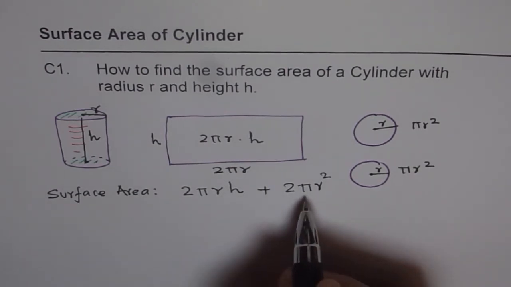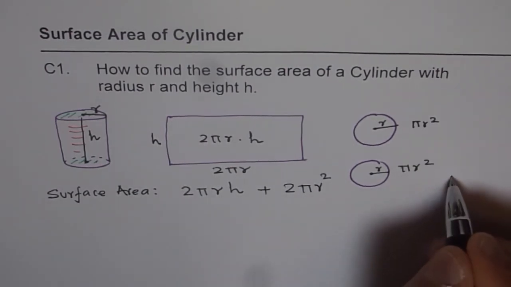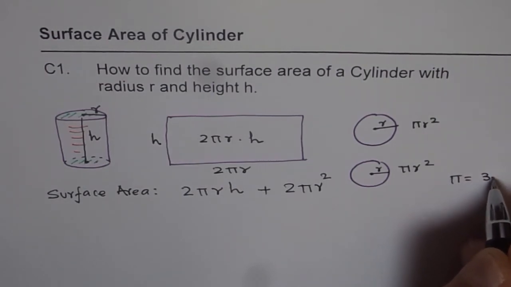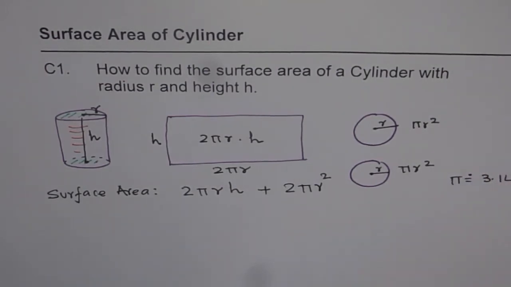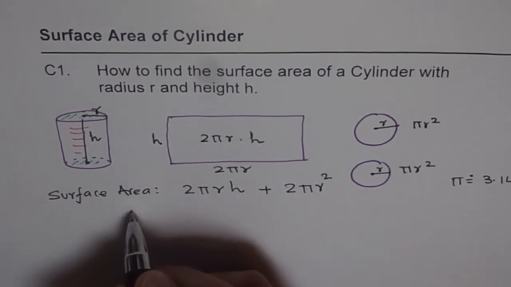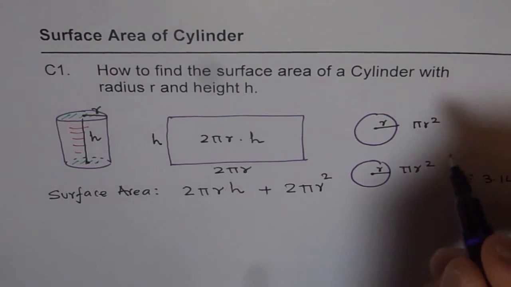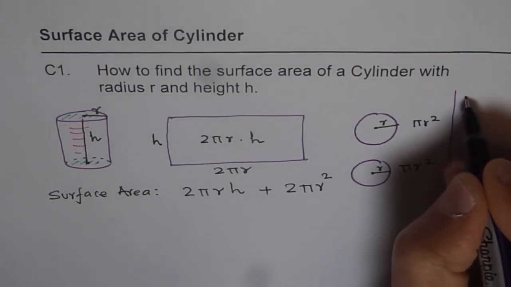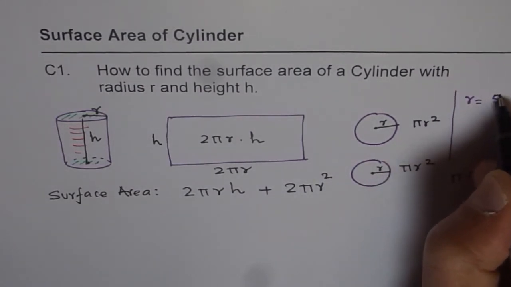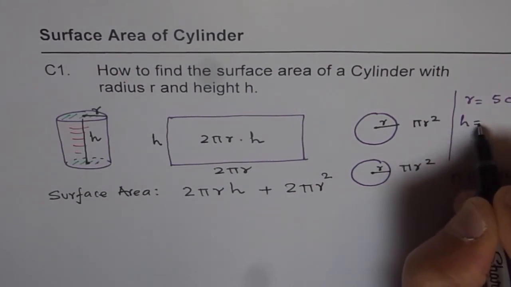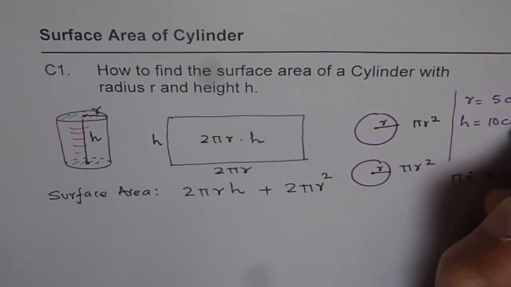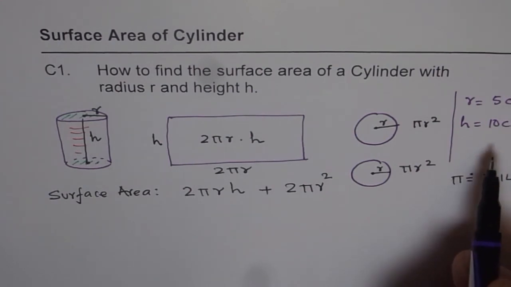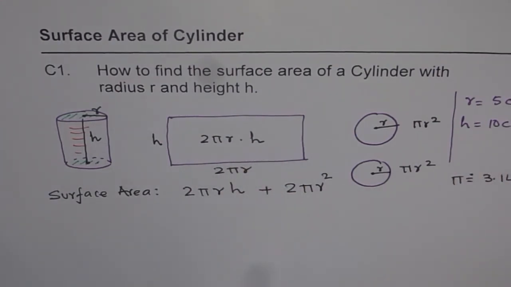And normally for your calculations, you can always take the value of pi as 3.14. That's an approximate value, but you can always consider pi as 3.14 and find your answer, right? Here's an exercise for you. If you have a cylinder whose, let us say, radius is 5 centimeter and whose height is 10 centimeter, then find the surface area of this cylinder.